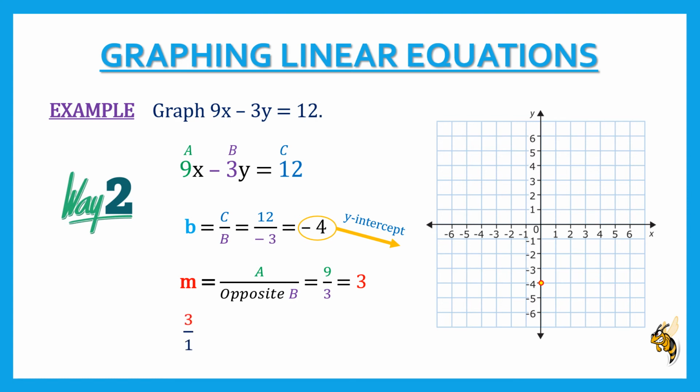Remember, it needed to be in the fraction form, and any integer as a fraction is just itself over 1. And what does that mean? It means 3 up and 1 to the right. So from our y-intercept, we need to go up 3 units and then 1 to the right. And then we're going to place our point. You're going to use a straight edge and you're going to draw a line straight through those 2 points.